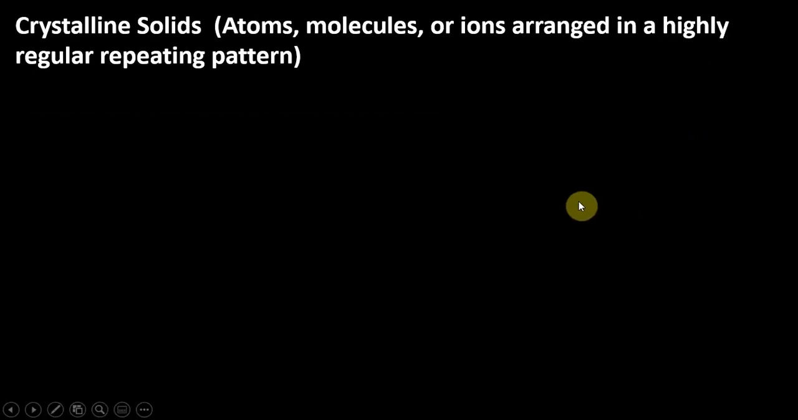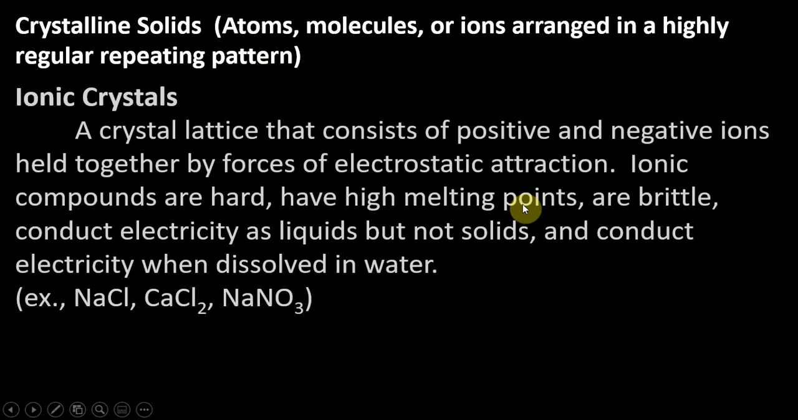All right. Now we have another thing about crystalline solids that are ordered in a regular repeating pattern. We have two types. We have ionic crystals, where we have that crystal lattice that we talked about, so sodium chloride, salt crystals, calcium chloride, sodium nitrate, those kinds of things.